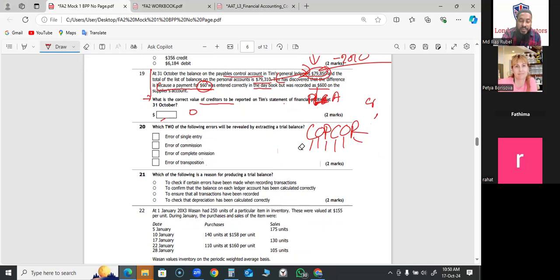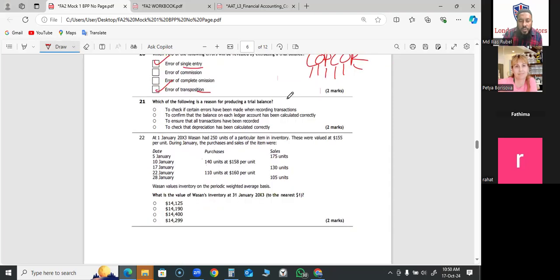So which one would be revealed then? Single entry, right? And transposition. Transposition means altering the figures, it is not reversal of an original entry, like one side 60, another side you have put 600. That is called transposition. Yeah, kind of single entry. So these are the two answers.